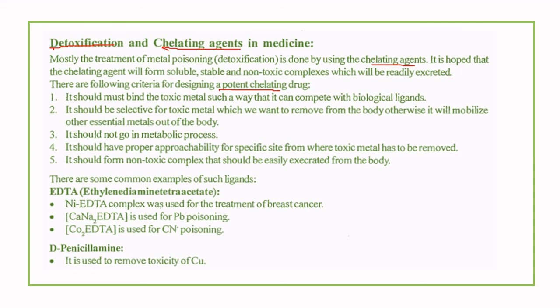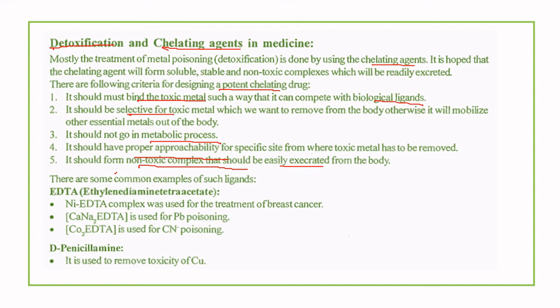The chelating drug should bind the toxic metal in such a way that it can compete with the biological ligand. It should be selective. It should not go into metabolic process. It should have proper approachability. It should form a non-toxic complex that should be easily excreted from the body. So these are the main things that you have to keep in mind while you are going to design a potent chelating drug. It must bind the toxic metal. It should be selective for the toxic metal. Then it should not go into metabolic process. It should have proper approachability at the specific site, and it should form non-toxic complexes.